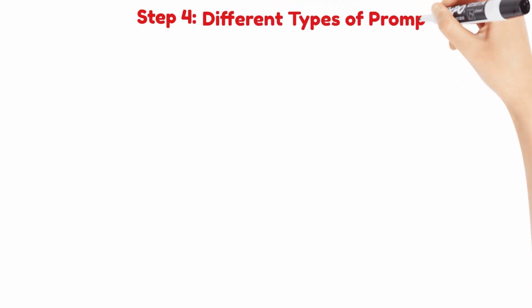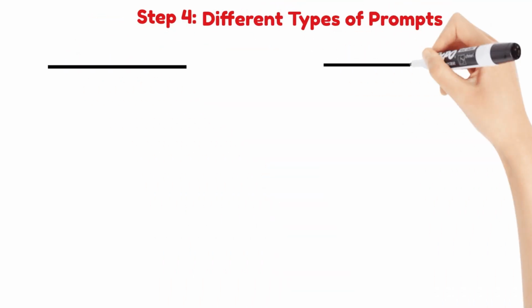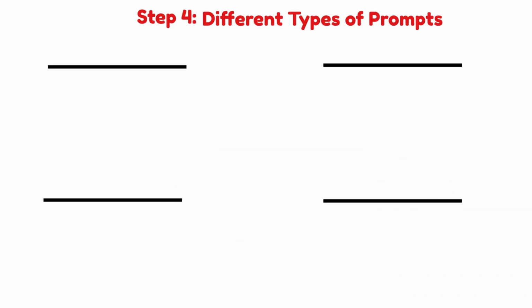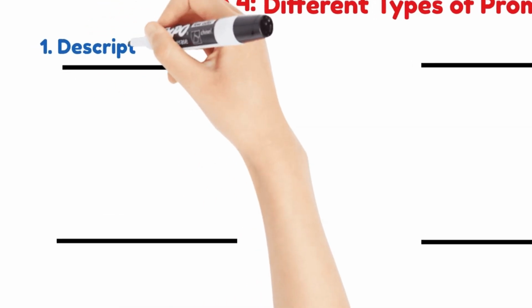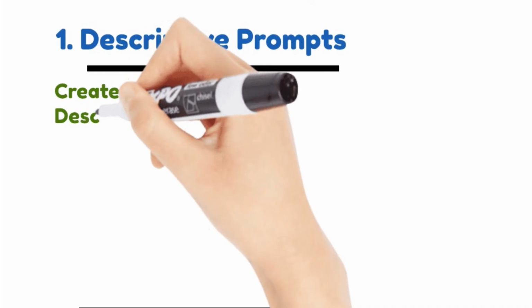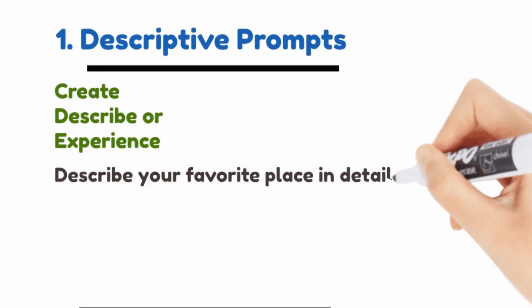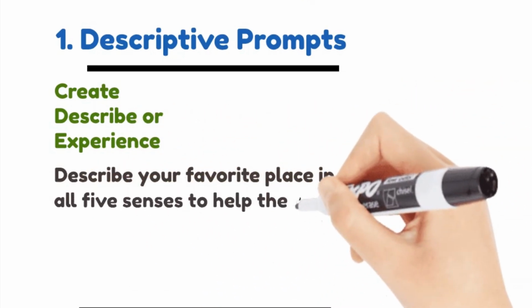Step 4. Different types of prompts. Let's talk about the different types of writing prompts you can use. Each type serves a unique purpose and can inspire different kinds of responses. Number 1. Descriptive prompts. These prompts ask students to create or describe an image or experience. For example, you might say, "Describe your favorite place in detail," using all 5 senses to help the reader visualize it.